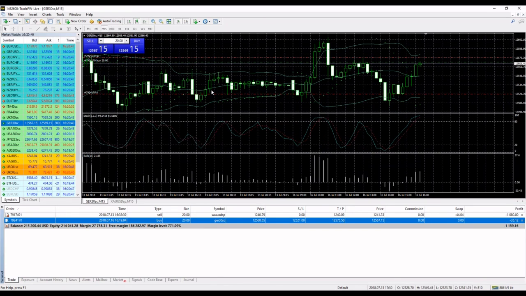Let me write down, now that I have time, about DAX. I totally forgot to mention it. DAX long, and we entered at 12,568.65, and our stop loss is at 12,521, and our take profit is at 12,575.50.